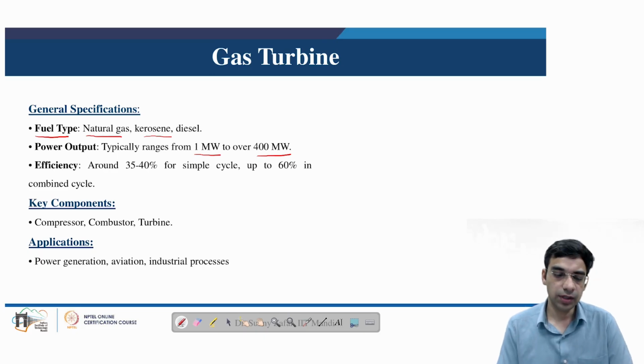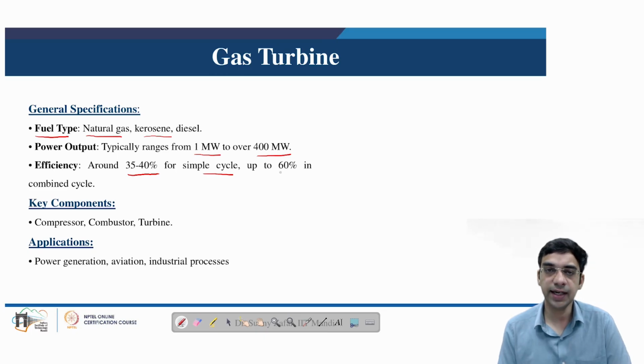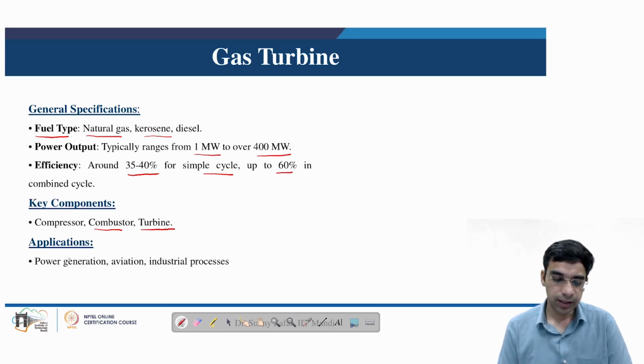The gas turbines, as we know, work on the Brayton cycle, so they have a typical efficiency of about 35 to 40% for simple cycle, and when they are used in a combined cycle arrangement, their efficiency can increase up to 60%. The key components in any gas turbine are three: the compressor, the combustor and the turbine itself. This turbine is subsequently connected to a generator, as we have discussed in the previous lesson, and gas turbines are not only used in power generation, but are also popular in aviation and several other industrial processes which utilize energy.